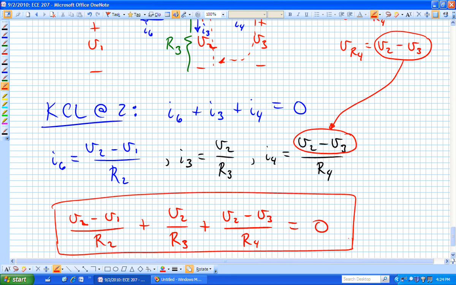I'm going to say this is one. Did I already write another one? How many nodes do I have? How many node voltages do I have? V1, V2, V3. I should be finding 3 independent equations so that I can solve for those 3 unknowns, V1, V2, V3. I wrote one equation by writing KCL at node 1. Here I found another equation by writing KCL at node 2. I now need to find one more equation at node 3 and write KCL.